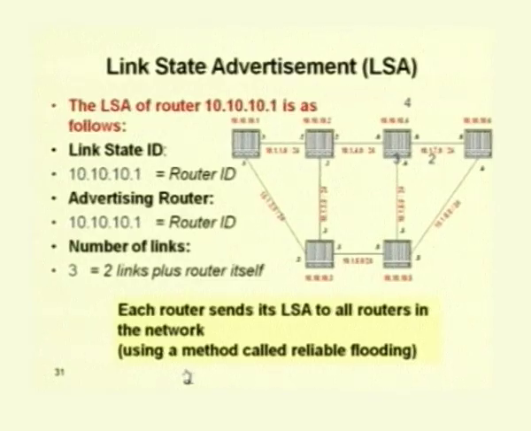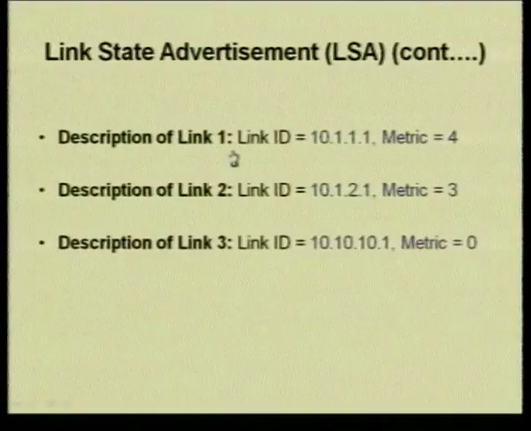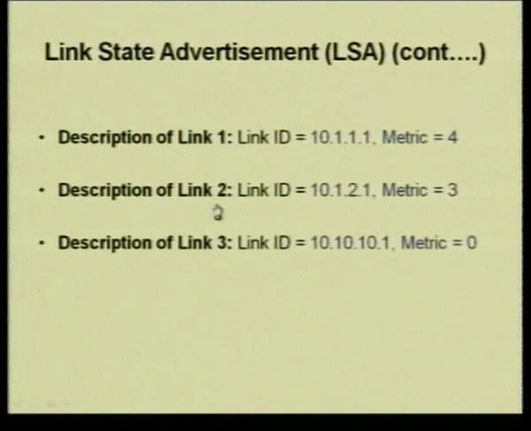as we saw, using a method called reliable flooding. Now, you will have a description for each of the links in that link state advertisement. So, description of link 1: link ID 10.1.1.1 and the metric associated with it. Description of link 2: link ID 10.1.2.1, metric 3. Link ID 10.10.10.1, now remember this is the node itself, so the metric is 0. So, this is the information that would be sent in the link state advertisement.